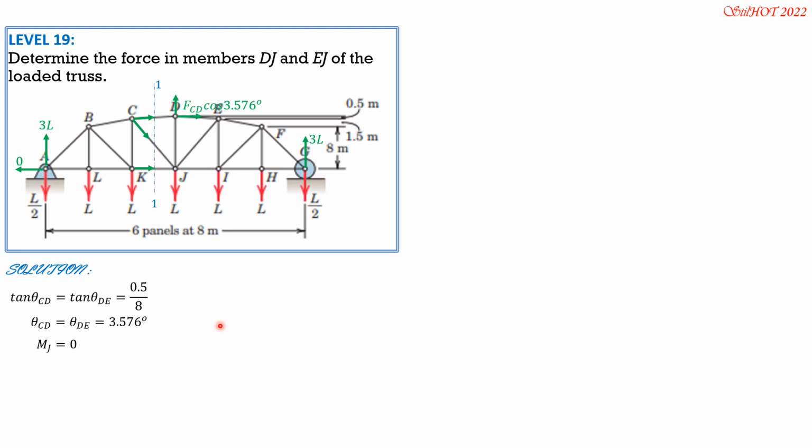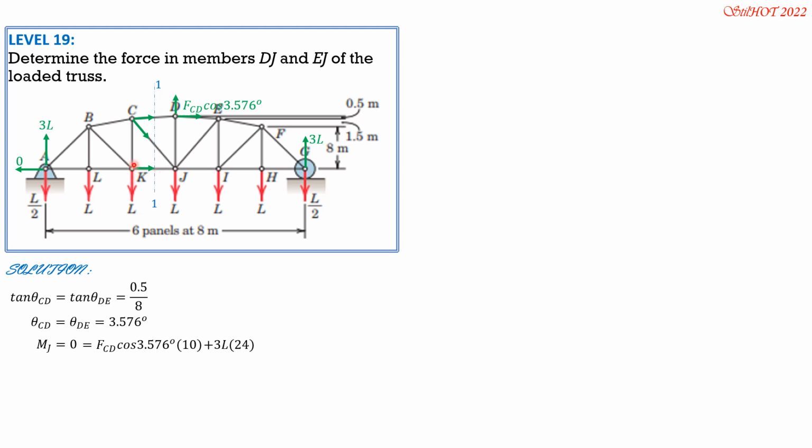So moment about J equals 0, clockwise positive. So FCD cosine 3.576 degrees times 10. This is 10 meters, the length of DJ, because 8 plus 1.5 plus 0.5 is 10. Then plus 3L, this 3L here, times the quantity 8 plus 8 plus 8, 24.